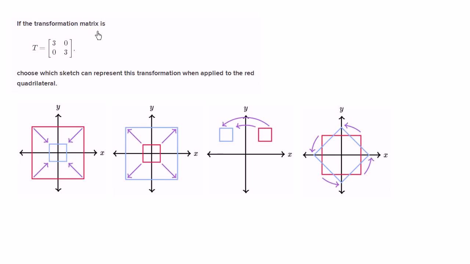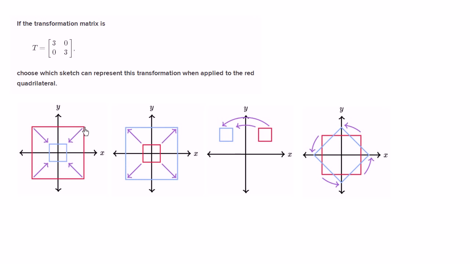If the transformation matrix T is equal to 3, 0, 0, 3, choose which sketch can represent this transformation when applied to the red quadrilateral. This is fascinating. They don't give us any coordinates, say for the vertices of the quadrilateral, which are really the most useful points to use when thinking about potential transformations.